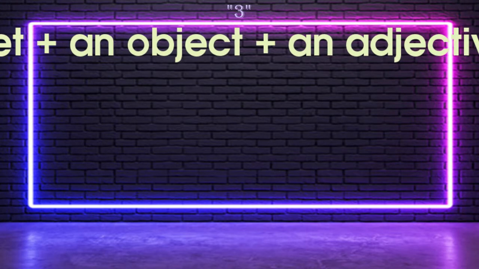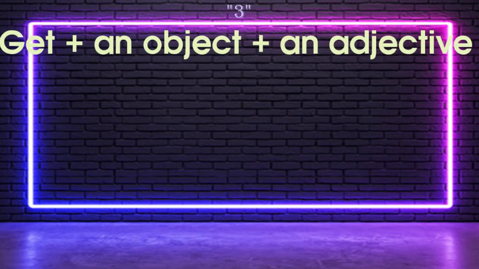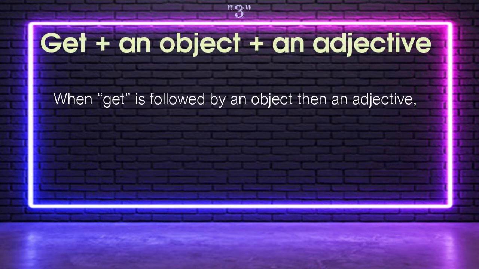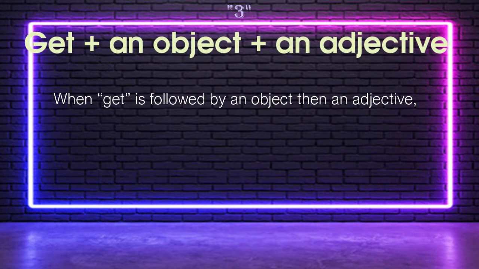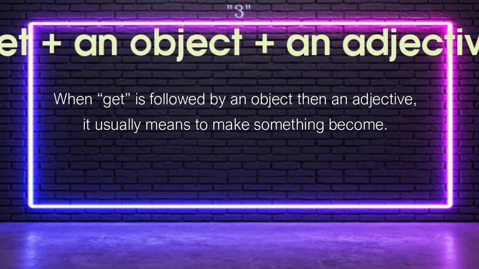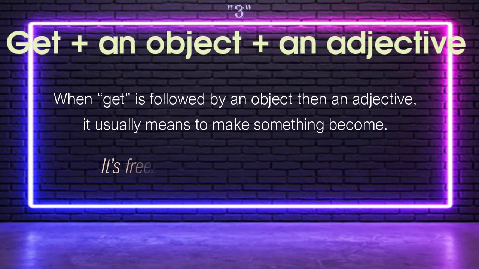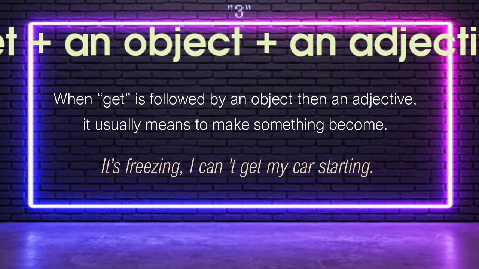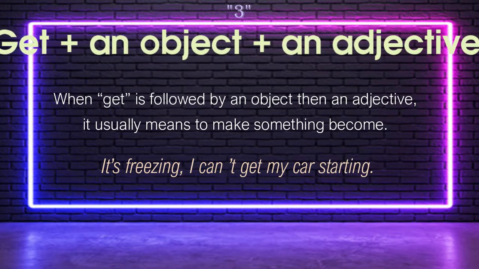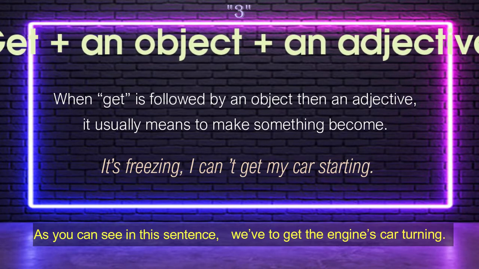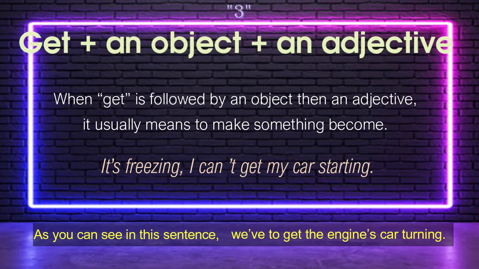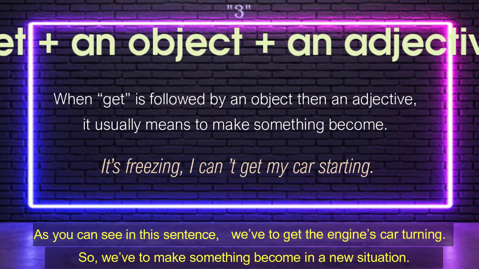Get plus an object plus an adjective. When get is followed by an object, then an adjective, it usually means to make something become. It's freezing. I can't get my car starting. As you can see in this sentence, we have to get the engine's car turning. So we have to make something become in a new situation.